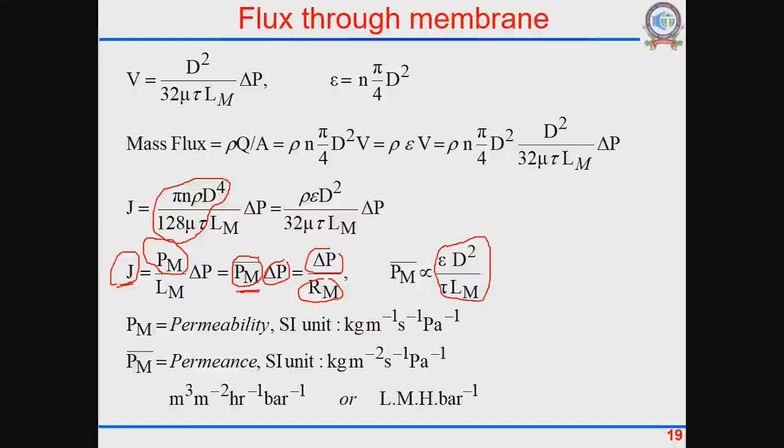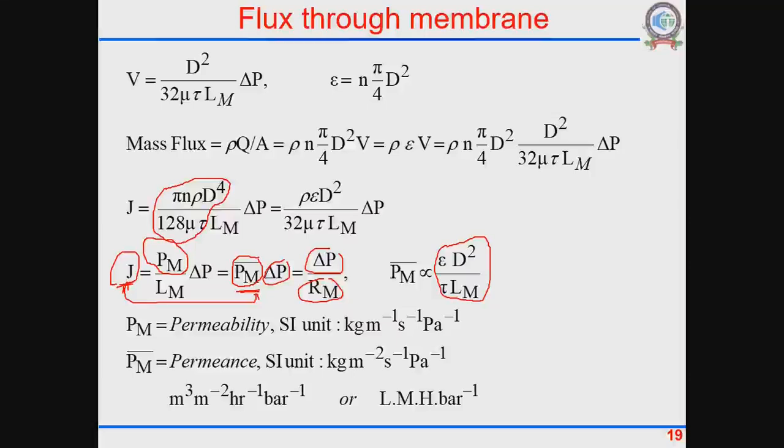Okay, so if we think in terms of SI units, the flux we will be writing in terms of kg per meter square per second. Delta P we would be writing in terms of Pascal. So permeability would have the units of kilogram per meter per second per Pascal, or permeance would have units of kilogram per meter square per second per Pascal. But if you just look at this expression, J is equal to permeance into delta P, you can conveniently express J and delta P in any set of convenient units, and correspondingly permeance would have those particular units.